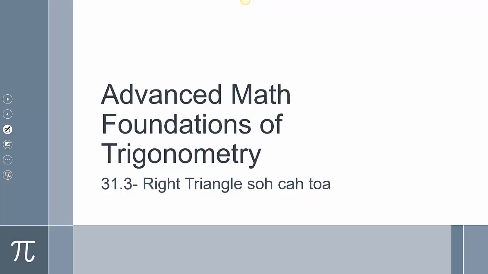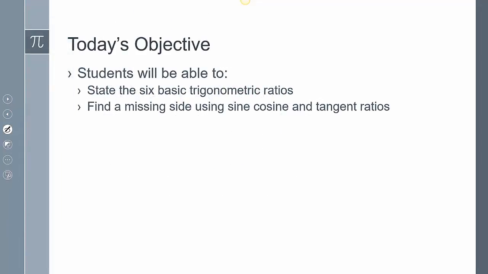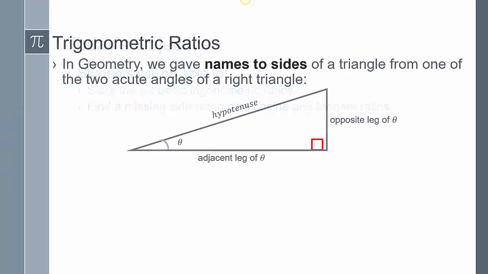Hello class, today is going to be 31-3 and we're going to take a look at some right triangle trigonometry. We're going to be examining SOHCAHTOA and using that. So we're going to state the 6 basic trigonometric ratios and we're going to find a missing side using sine, cosine, and tangent ratios.